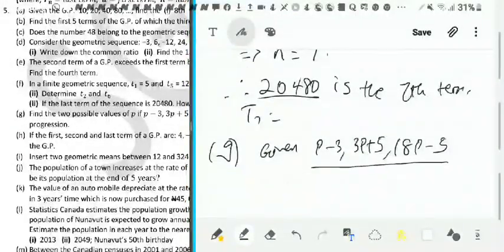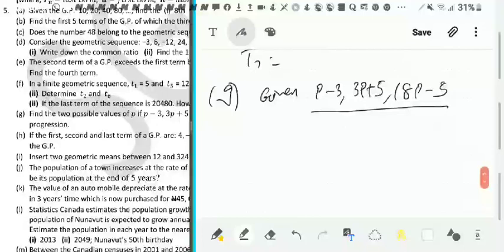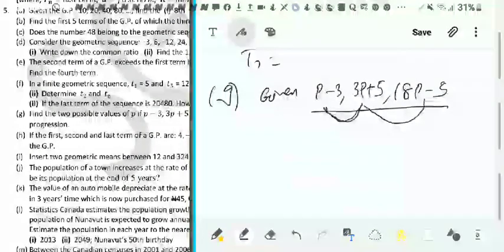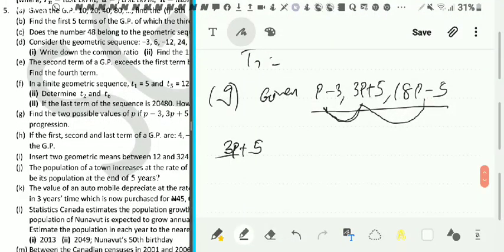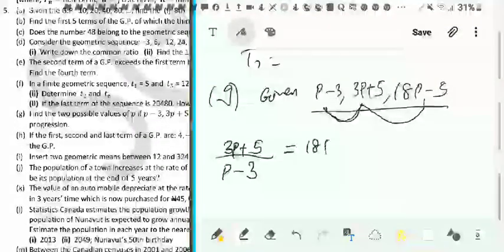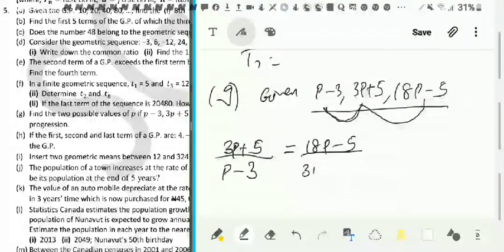If these are three consecutive terms of a geometric progression, we want to get P. We saw something like this when we were doing the AP. We will be able to get P when we solve in terms of the common ratio. I know that this one divided by this one is equal to the common ratio. This 18P minus 5 divided by 3P plus 5 will also give me the common ratio, so I can equate the ratios of these two divisions to one another. So I have 3P plus 5 divided by P minus 3 gives me the same thing as 18P minus 5 divided by 3P plus 5.